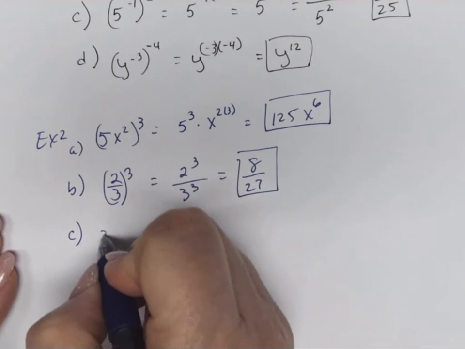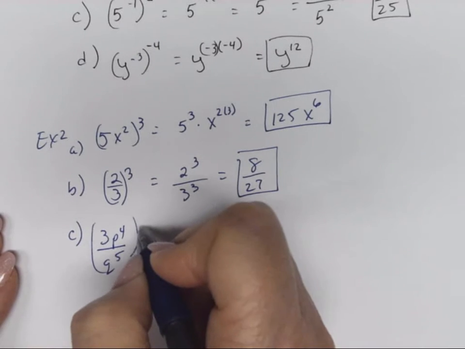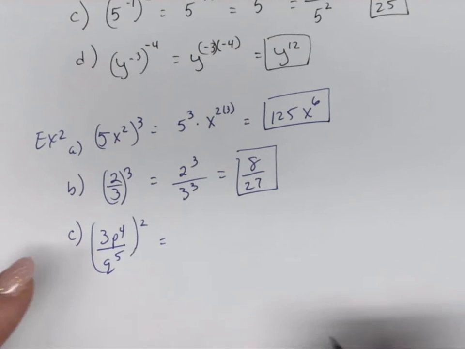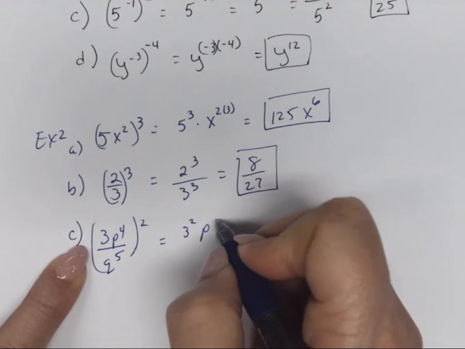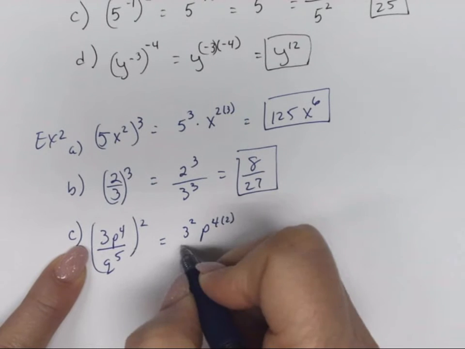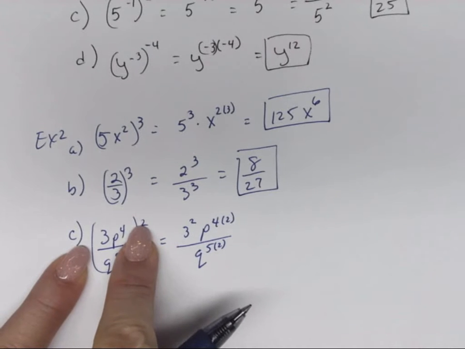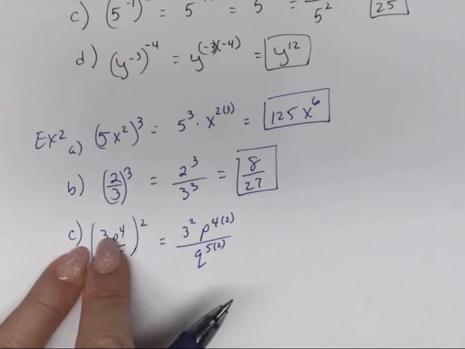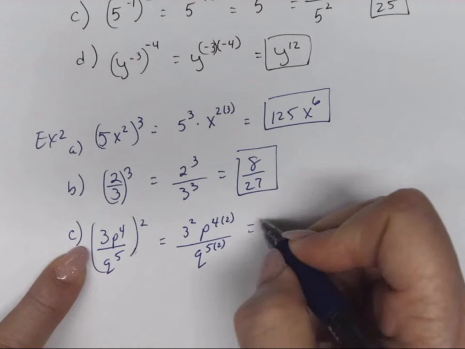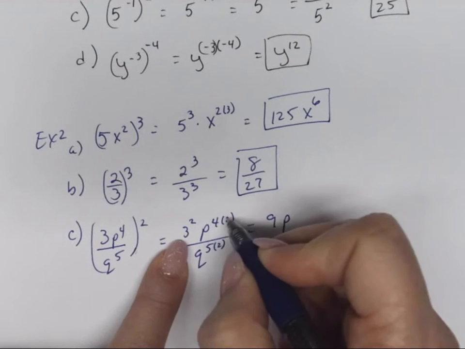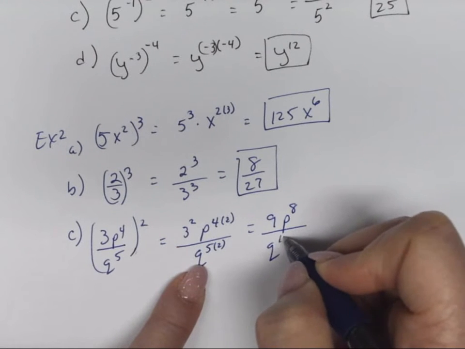Our next one, we have 3p to the 4th divided by q to the 5th raised to the 2nd power. So this will get us 3 to the 2nd times p to the 4 times 2 over q to the 5 times 2. So we're distributing that 2, or applying that square to each of our terms. So 3 squared is 9, p to the 4 times 2 would be p to the 8th, and it would be q to the 5 times 2, which is 10.